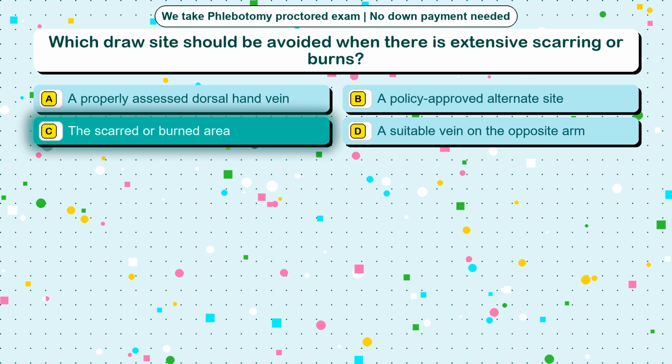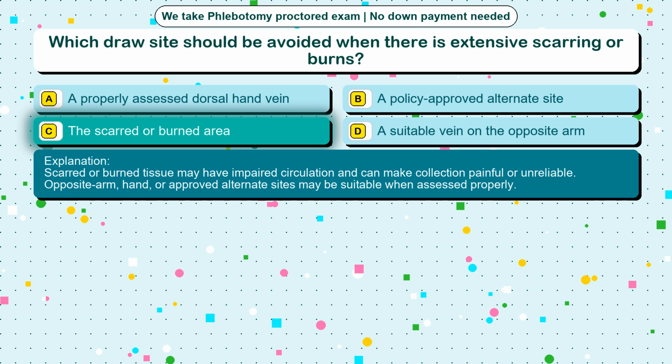The correct answer is option C. The scarred or burned area. Scarred or burned tissue may have impaired circulation and can make collection painful or unreliable. Opposite arm, hand, or approved alternate sites may be suitable when assessed properly.